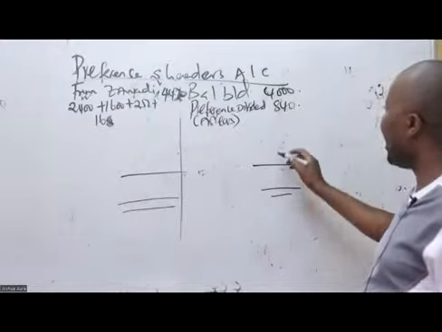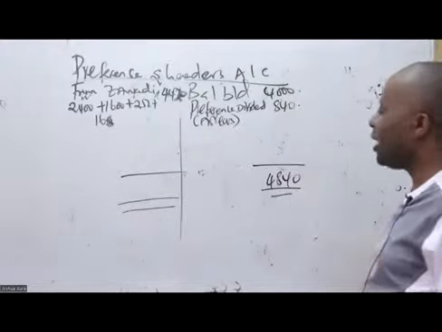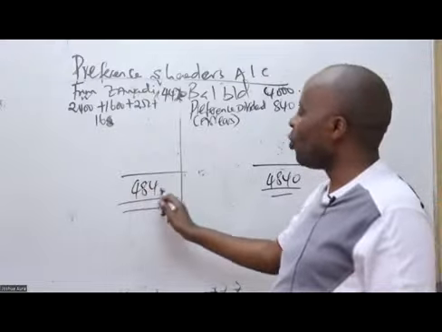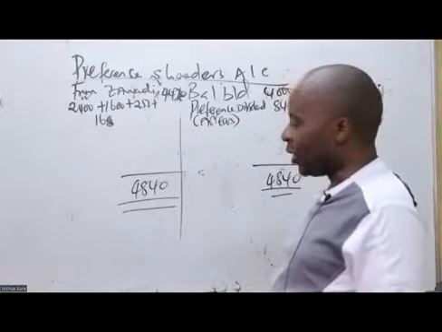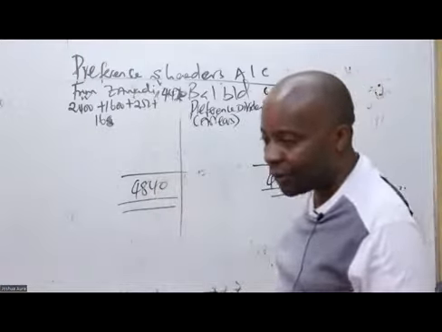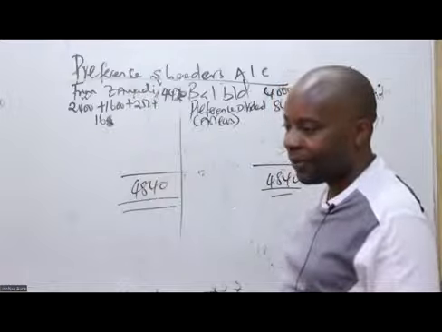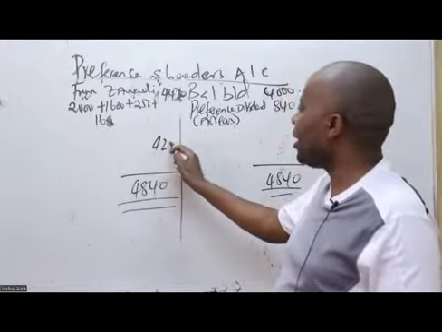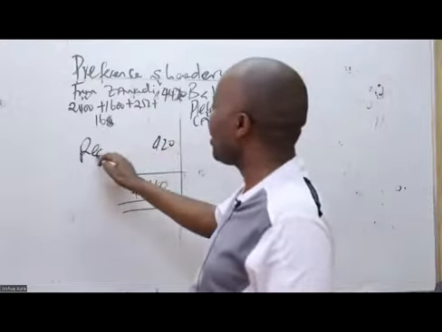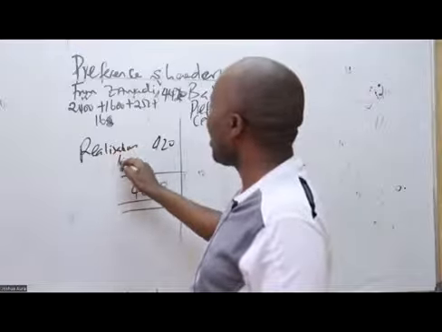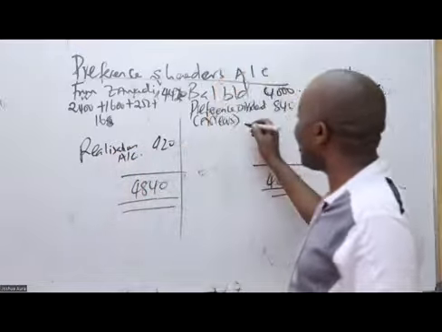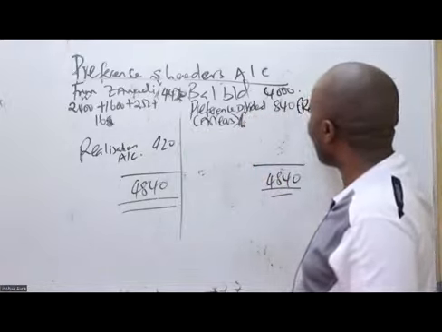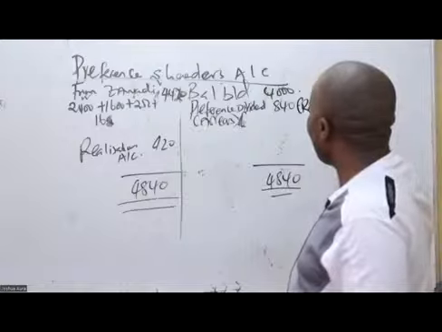Then this will be 4840. So then 4840 minus 4420 gives me how much? 420. So 420 will go to the realization account. But also remember that this figure of 840 as well will go to the realization account as a debit entry.